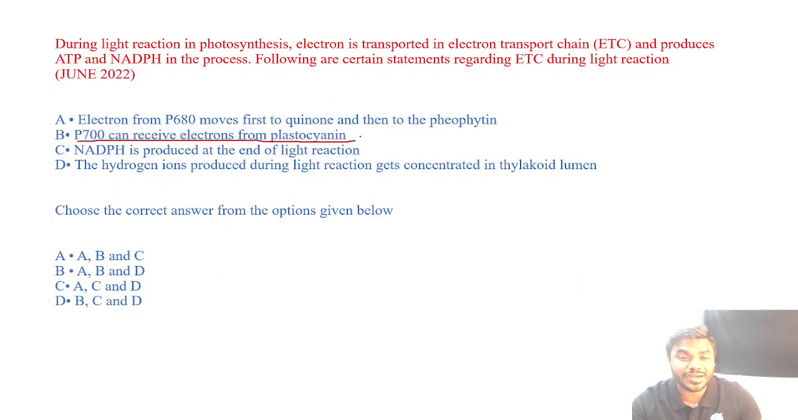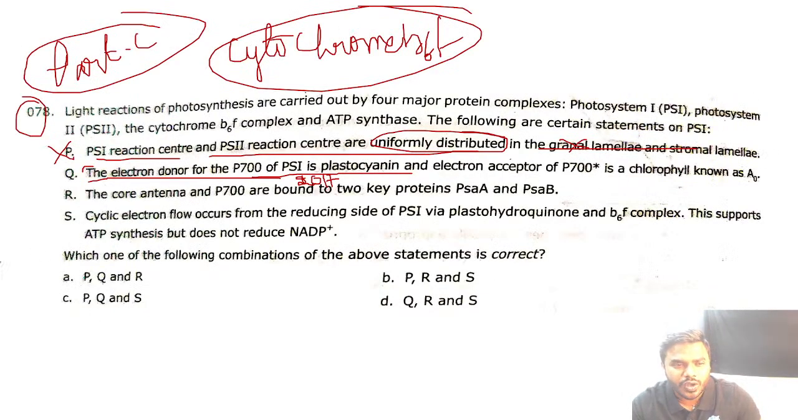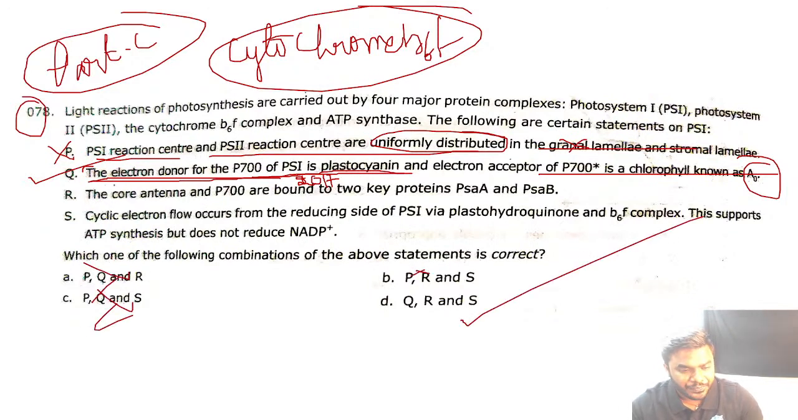P700 can receive the electron from plastocyanin. There will be no change in the statement also. The electron donor for the P700 of PS1 is plastocyanin, and from the P700 the electron is accepted by A0. Obviously Q is right. Anyway, once you identify P is wrong, you can eliminate option A, B, C. D will be the correct answer.